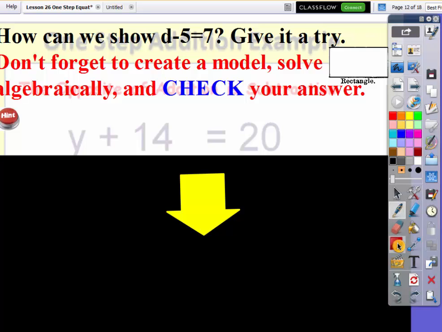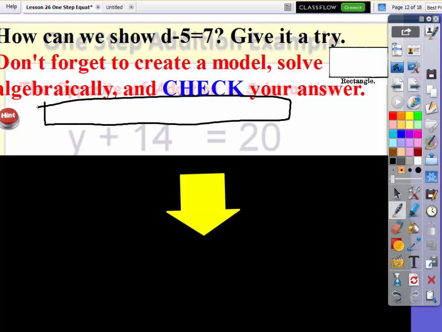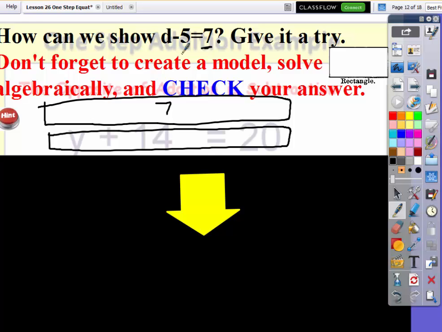I'm going to start with a tape diagram because it should be 7. Then I'm going to break it up and I know it's going to be 2 parts. So here would be my D, and here would be my 5, because I see a D and a 5. Is that correct? Let's think about that. If I look at this, this would be 5 plus something equals 7. So this would be a 2, because 5 plus 2 equals 7.